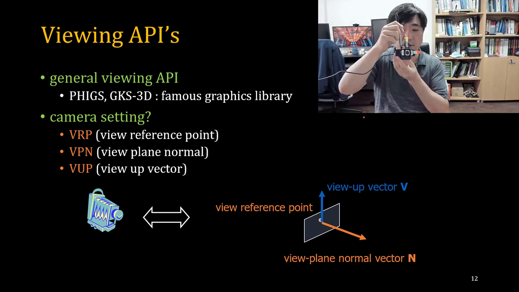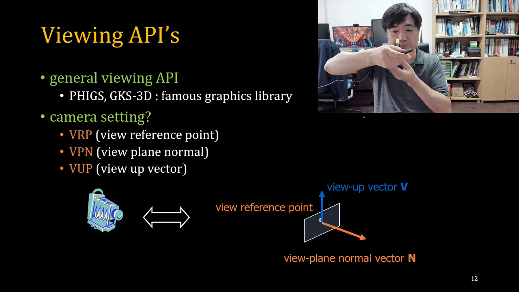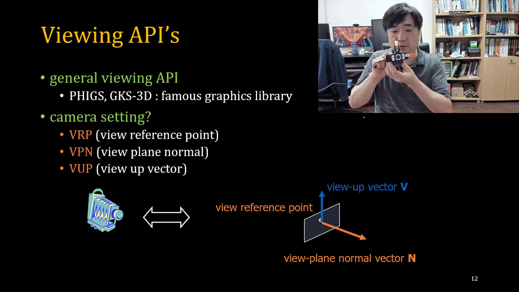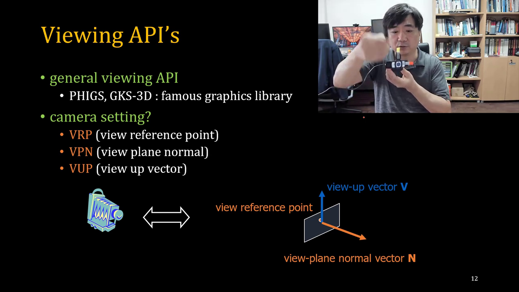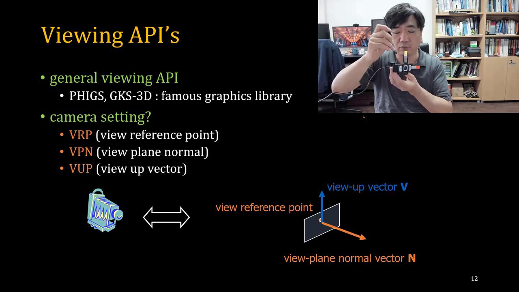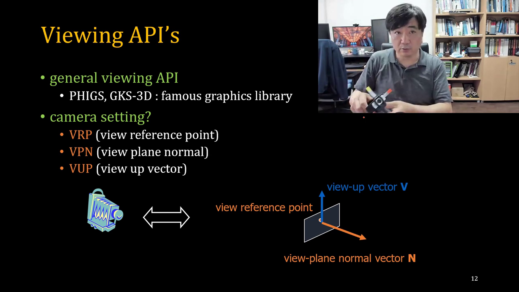So the camera's up vector is needed, because even though we defined the view plane normal vector, it is possible for the camera to roll around the same view plane normal vector. So we need to define this one. So we can define the camera with a position, this vector, and this vector.